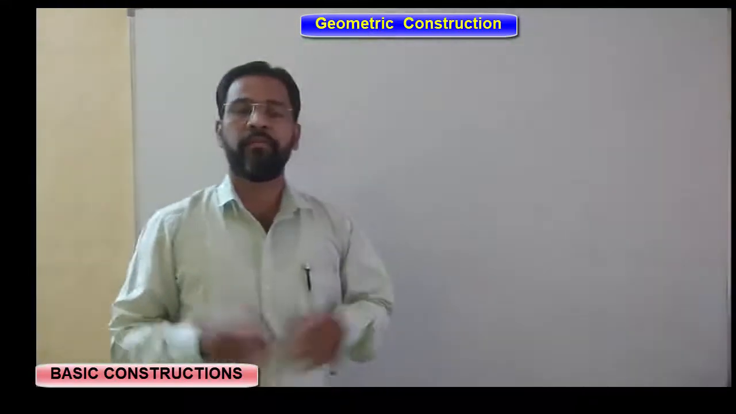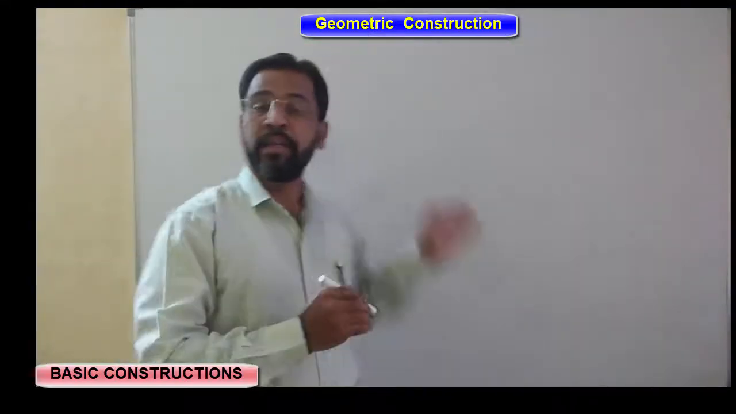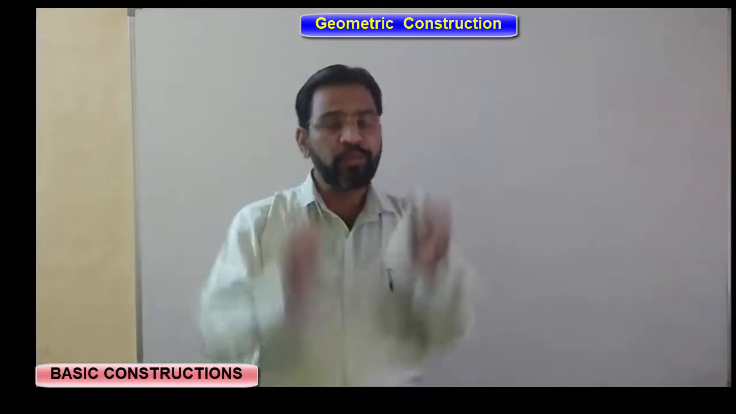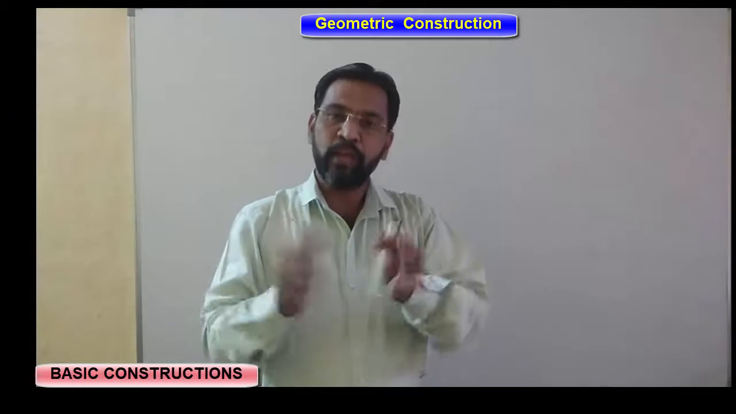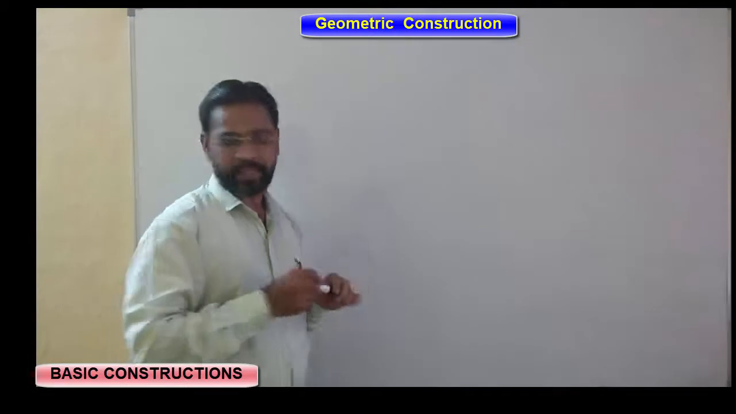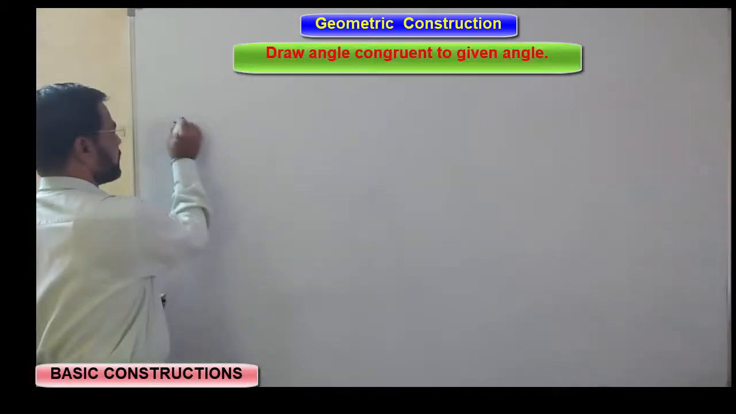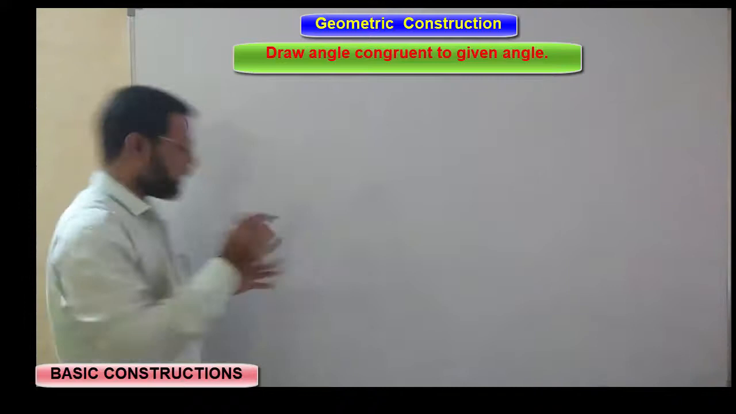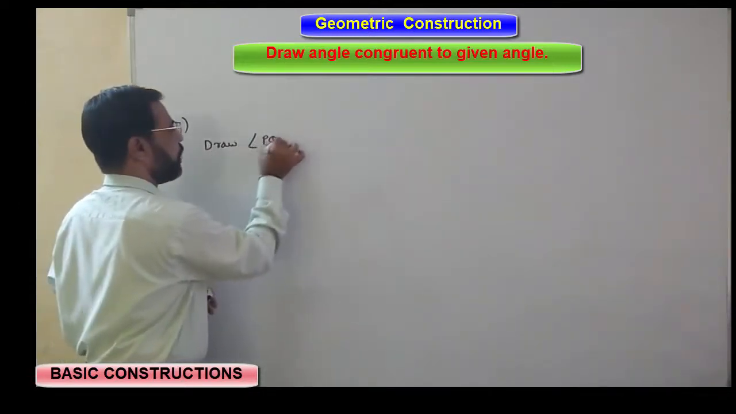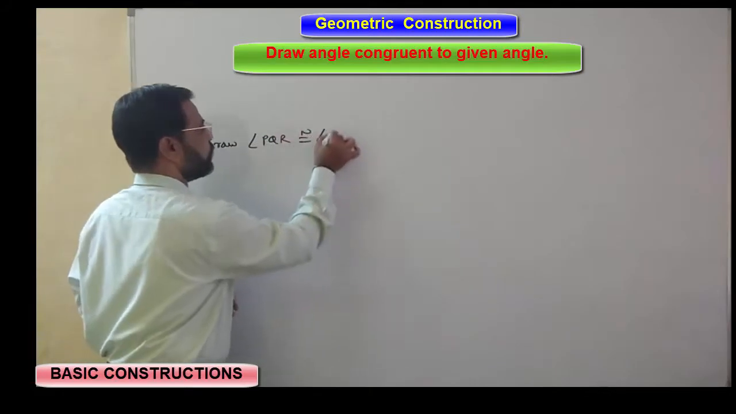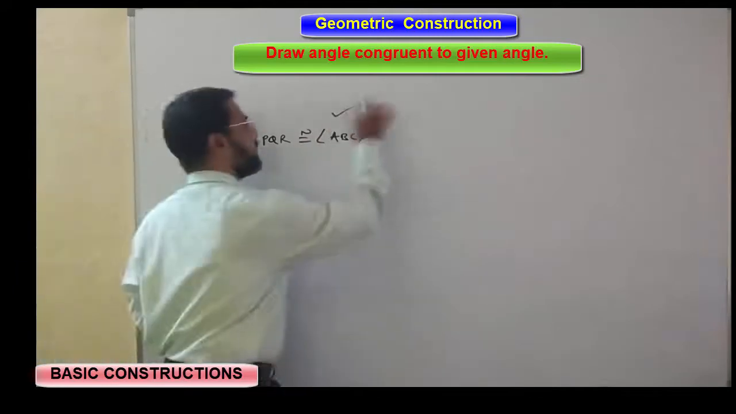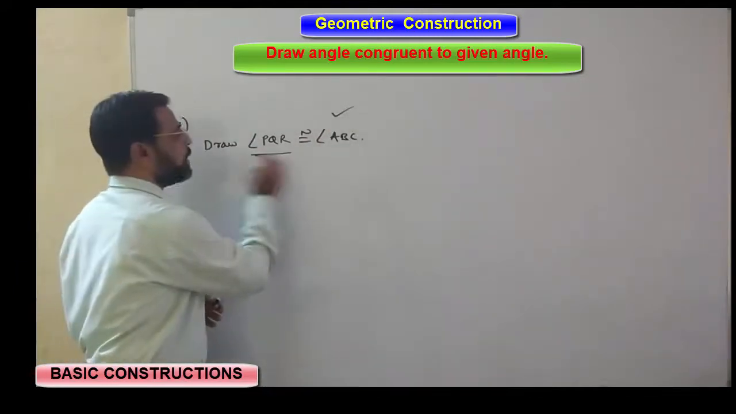Okay friends, after drawing that angle of given measure, the next one is what? We have to draw the angle which is exactly congruent to the given angle. In the next example, see here, number 7 sum. Draw angle PQR which is congruent to angle ABC. We have to draw. Means what? This is the given angle and we have to draw angle PQR.